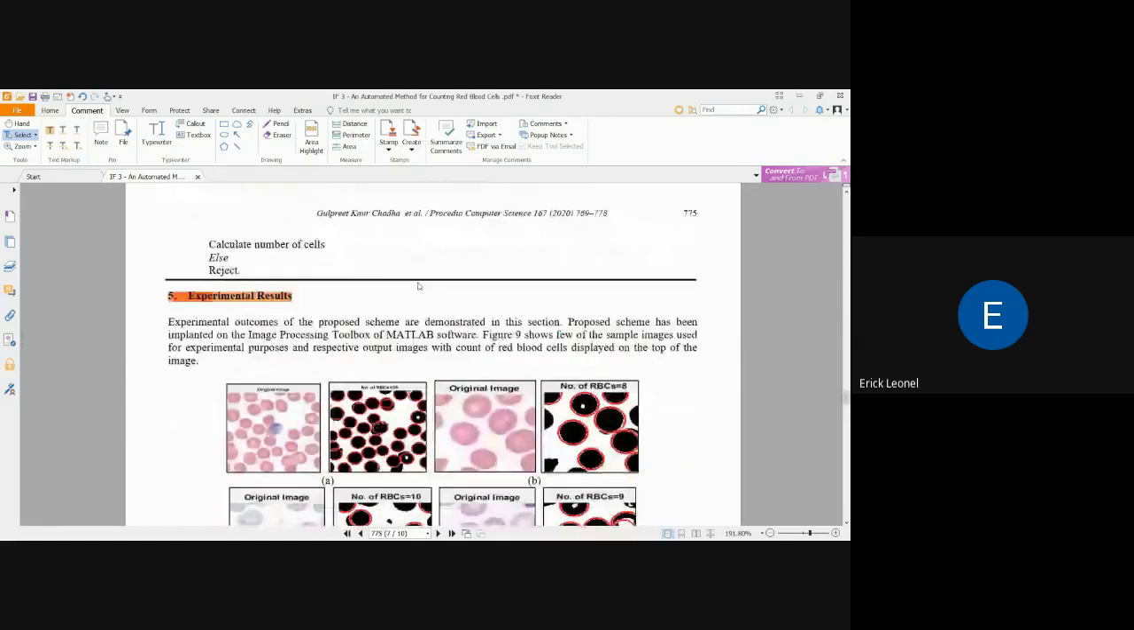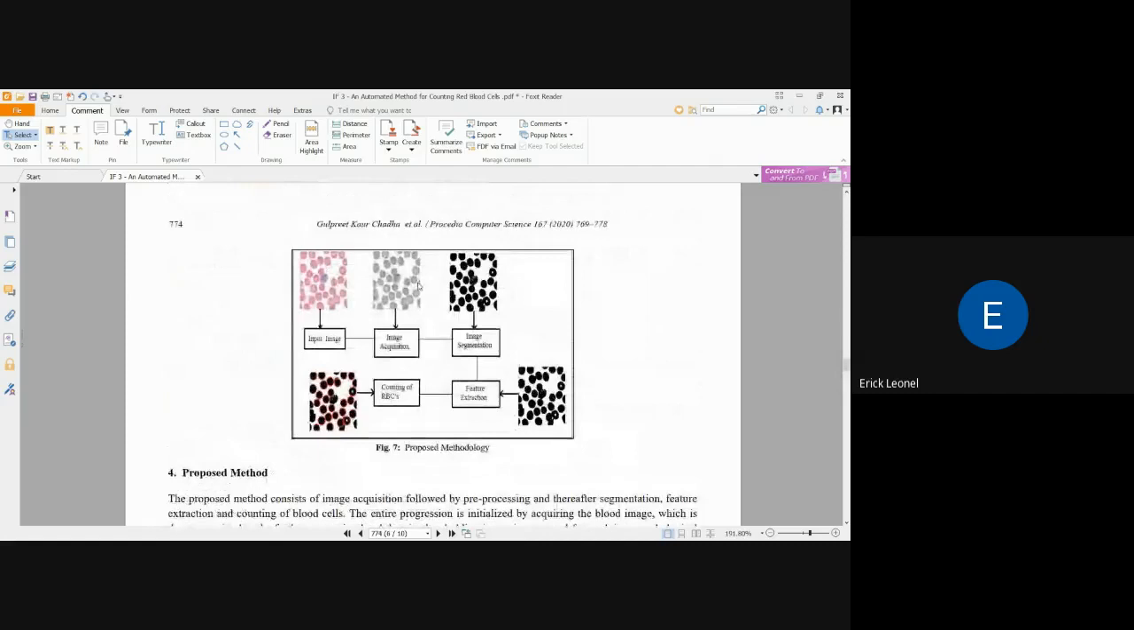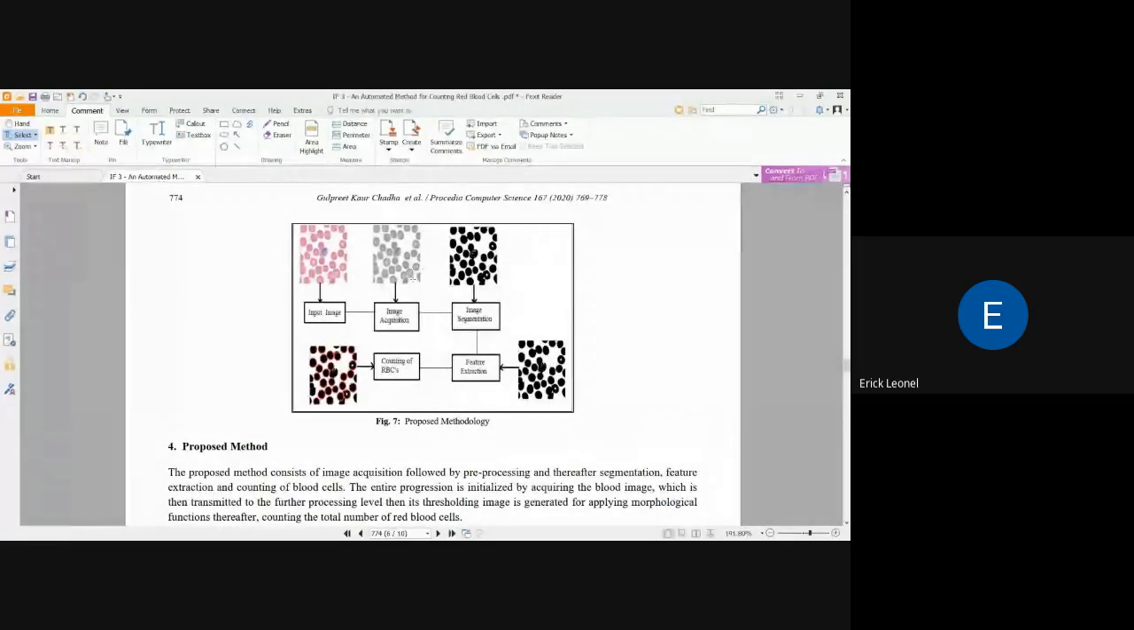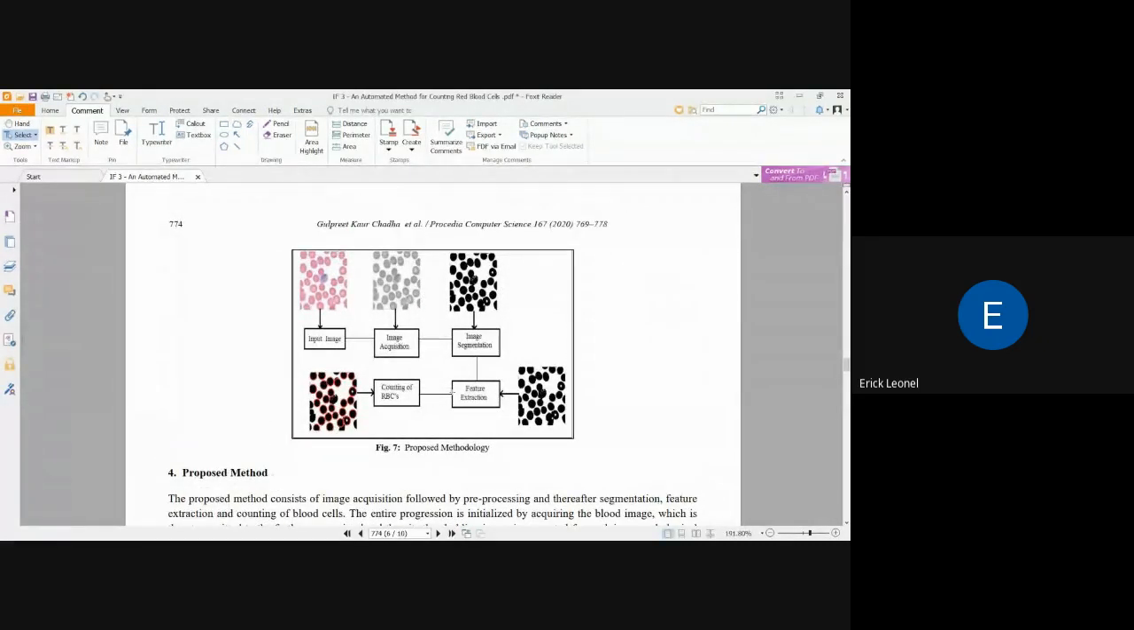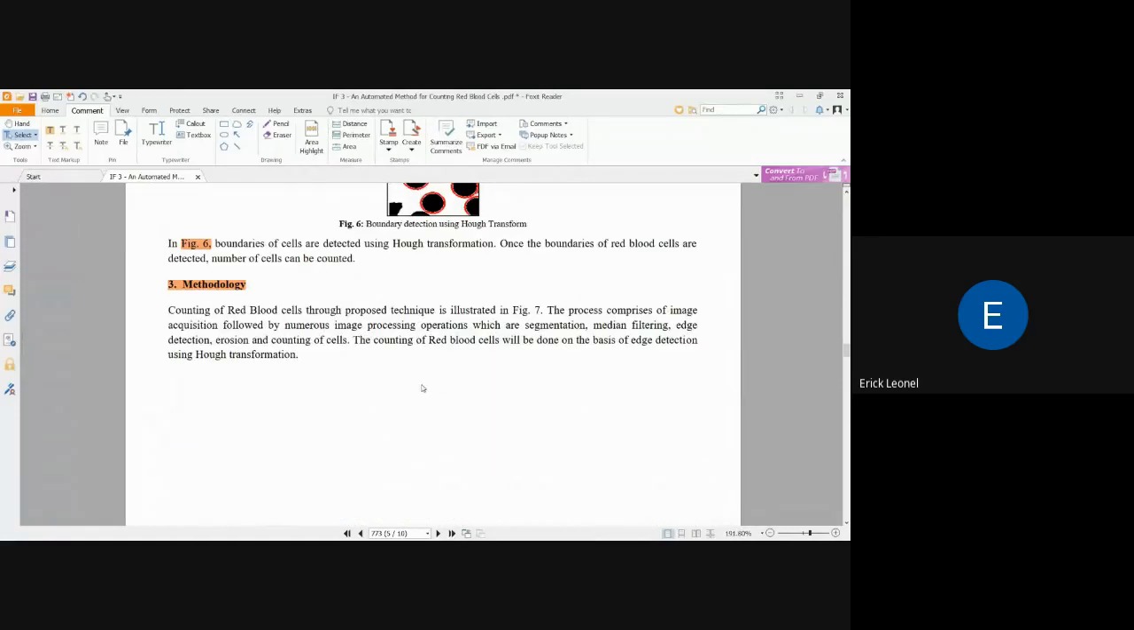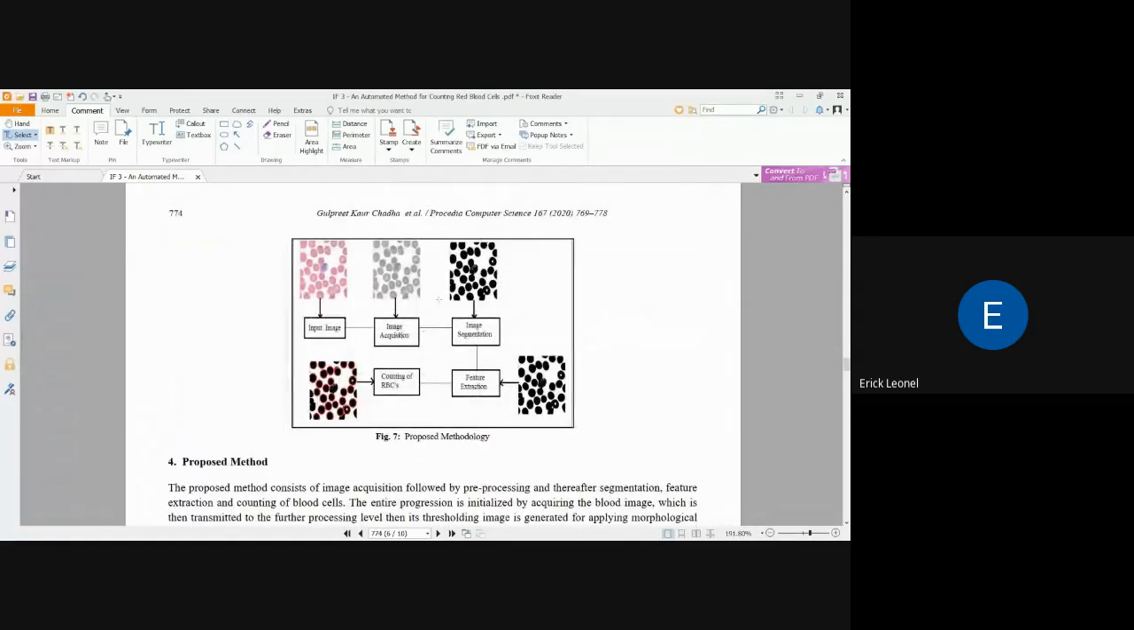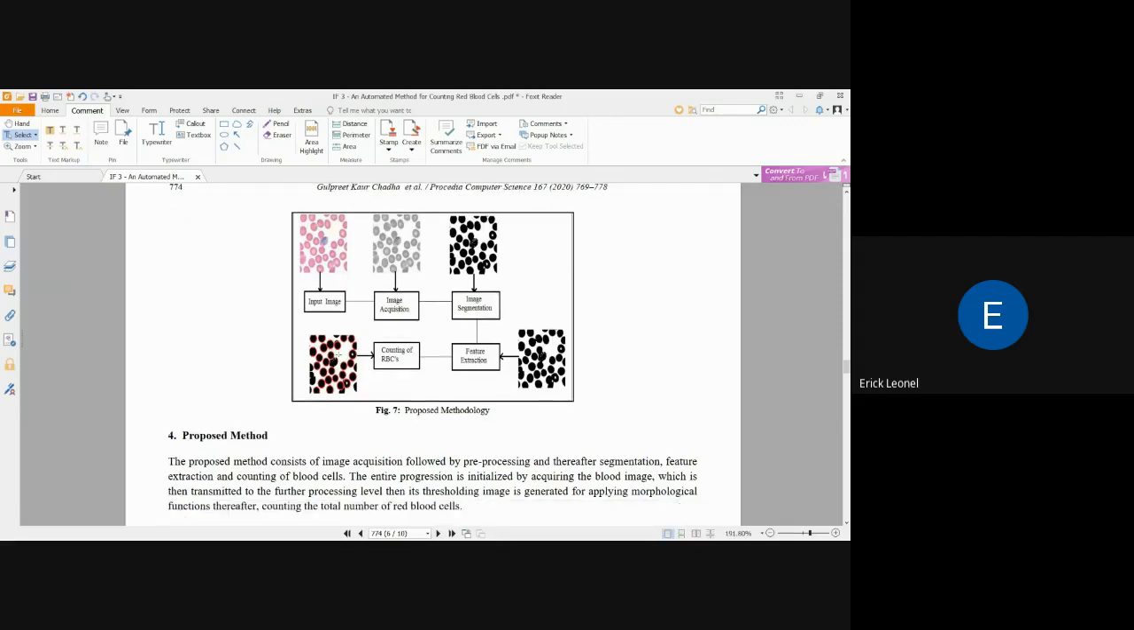On the other hand, figure 7 provides information about the proposed methodology. The process comprises image acquisition followed by numerous image processing operations, which are segmentation, filtering, erosion, and counting of cells, as we mentioned. The counting of red blood cells will be done on the basis of edge detection using Hough transformation.